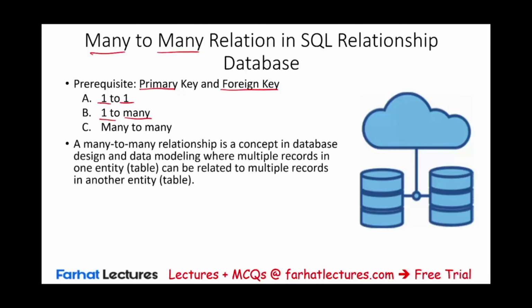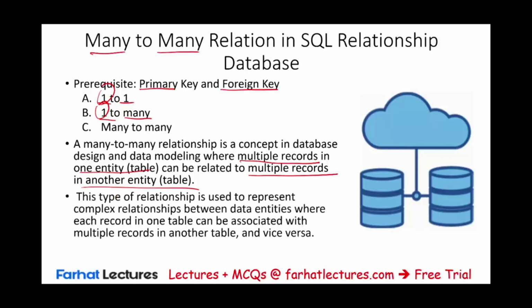A many-to-many relationship is a concept in database design and data modeling where multiple records in one entity table can be related to multiple records in another entity. Rather than one-to-one or one-to-many, we're going to have many-to-many from both sides. This type of relationship is used to represent a complex relationship between data entities where each record in one table can be associated with multiple records in another table and vice versa. The best way to illustrate this is to look at an example.